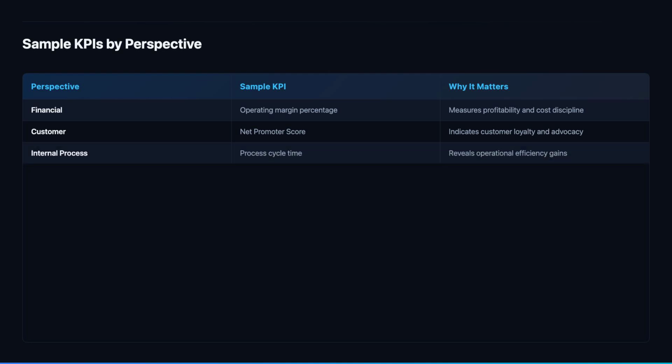Cycle time measures how quickly we deliver value, directly impacting customer satisfaction and cost. Engaged employees drive innovation and performance across every other perspective of the scorecard. These key concepts are essential for designing and managing effective balanced scorecards.